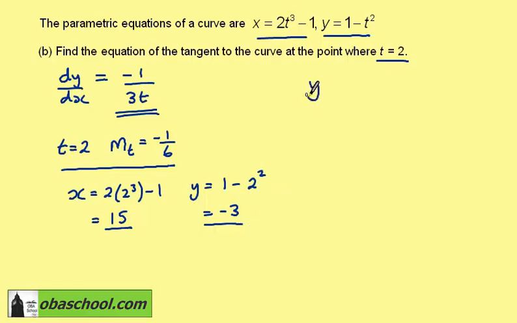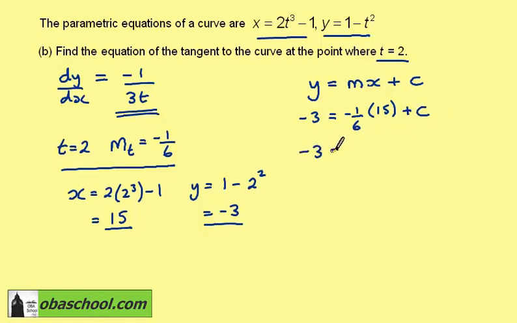A tangent, we know, is a straight line, so we can start with y equals mx plus c. y is minus 3. The gradient is minus 1/6. And the x-coordinate is 15. This enables us to work out c.